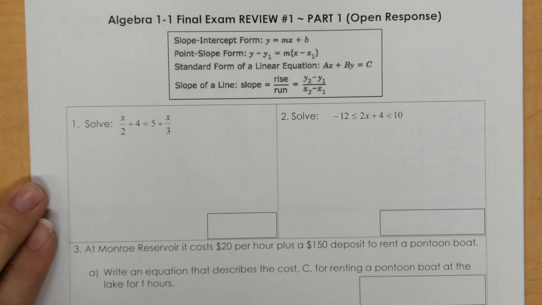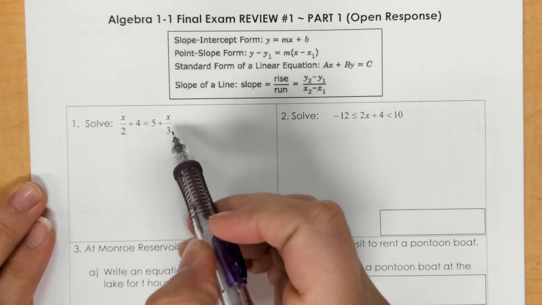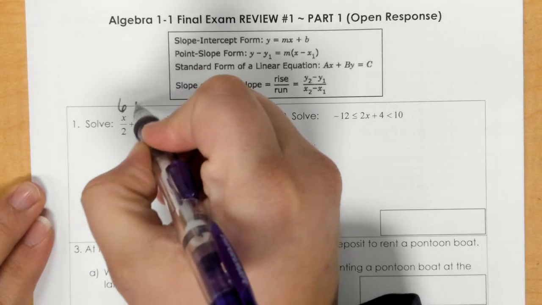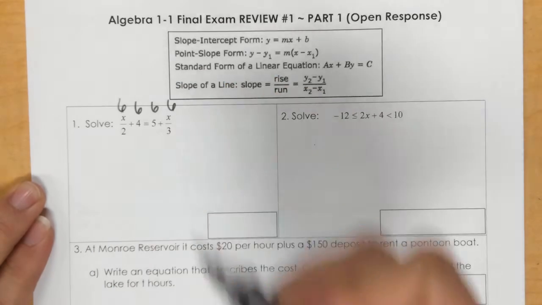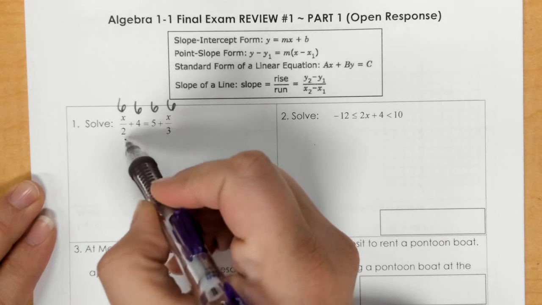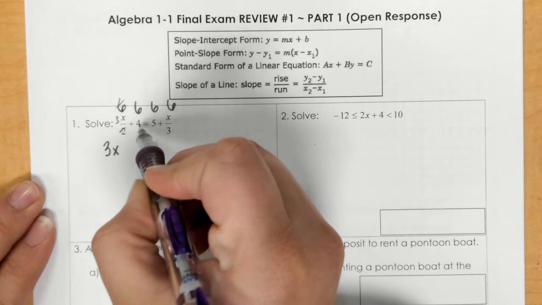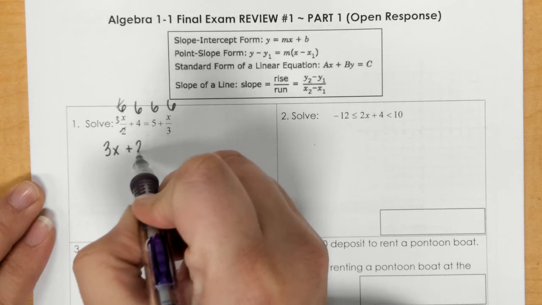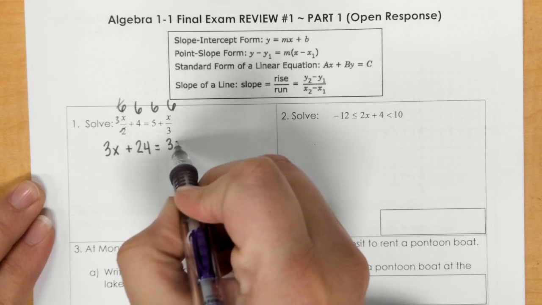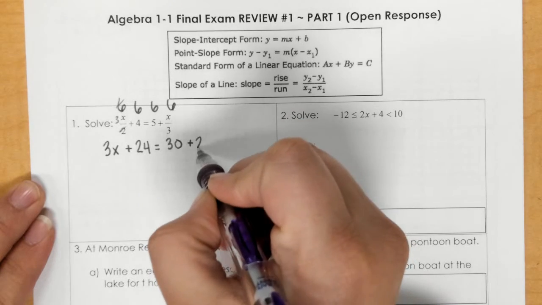And so the first thing I want to do is find a common denominator. So 2 and 3 are my denominators. If I multiply those together, I get 6. And so I can place the 6 above every term. Then I would divide these and get 3x. And then I would multiply 6 and 4 and get 24. 6 and 5 would be multiplied to be 30. And then I can divide these and get 2x.